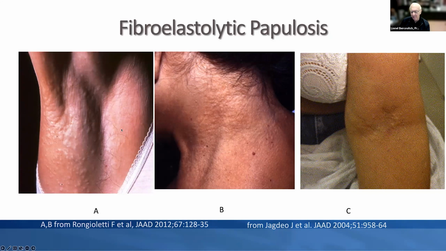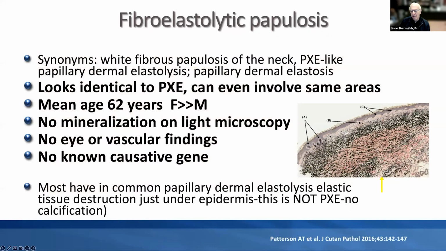It looks exactly like PXE. I mean, I can understand why a dermatologist would come to this conclusion. And it looks, I mean, you really would have a hard time telling the difference. It even affects the same areas of skin. It's called elastolytic, meaning destruction of elastic tissue. And what happens in this condition is that you actually get lysis, or destruction of elastic fibers very high up in the dermis.